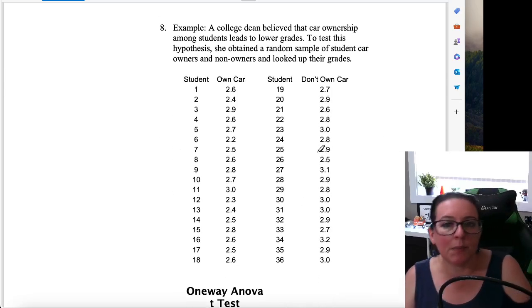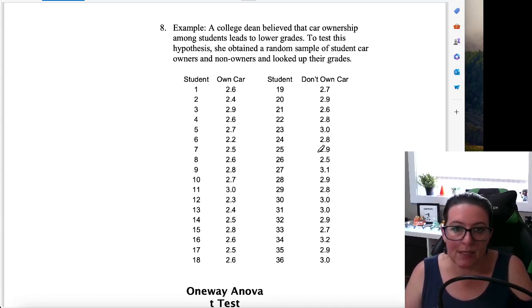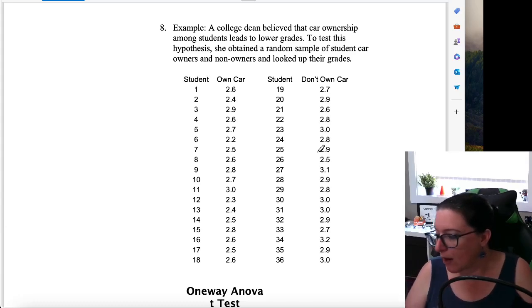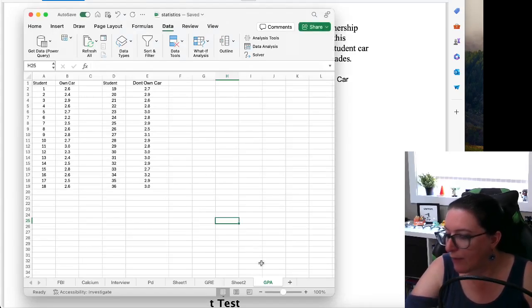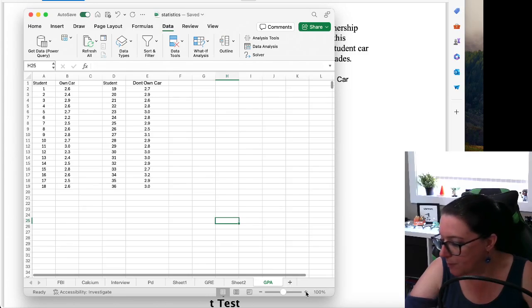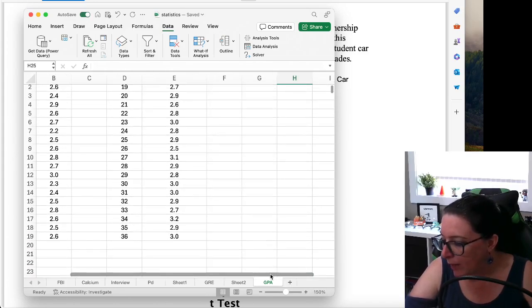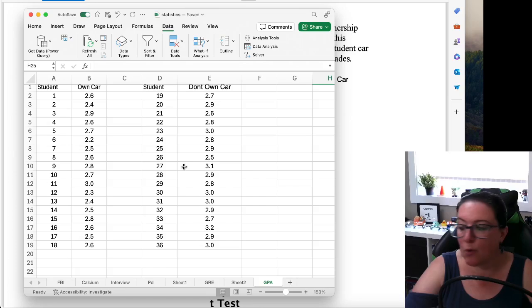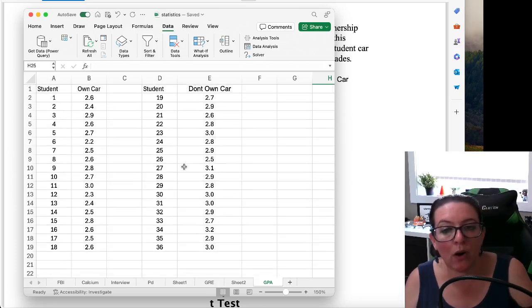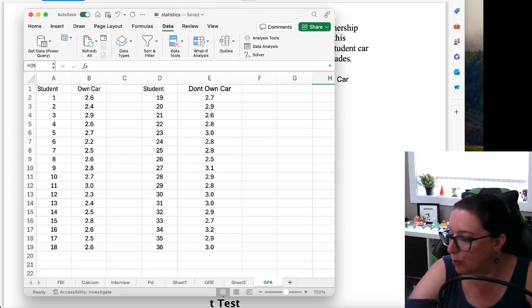A college dean believes that car ownership among students leads to lower grades. To test this hypothesis, she obtained a random sample of student car owners and non-owners and looked up their grades. So if we go into our data set here, we have under the GPA tab, let's just make this bigger so we can see it. We have here students who own a car, students who don't own a car, and we are then going to do a pooled t-test to compare those two groups.